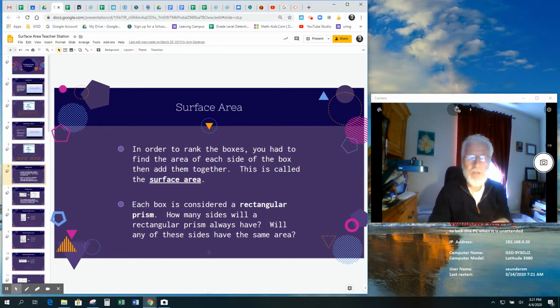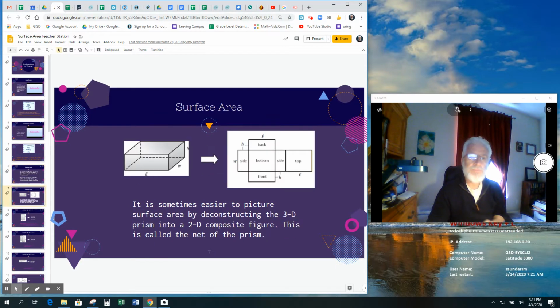When you did your calculations, you should have found out that different size boxes, different size packaging will have a different size of area. Okay, surface area. All right, so it's sometimes easier to draw a picture by deconstructing the 3-dimensional prism into a 2-dimensional composite figure. Okay, so here's a 3-dimensional view.